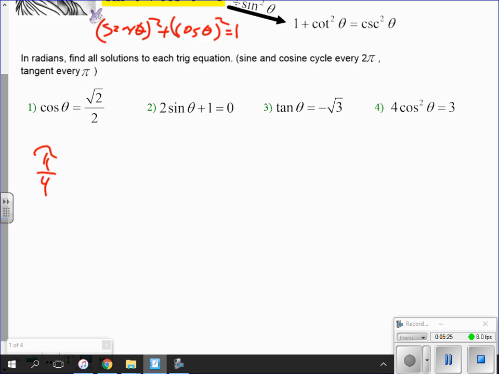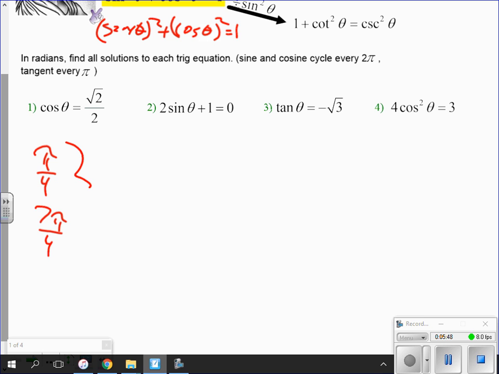Pi over 4 and 7 pi over 4. Those are the two within the unit circle, within your standard 0 to 2 pi. So if we're dealing with all the possible solutions between 0 and 2 pi, those are my answers. However, we're not dealing with all that. We're dealing with everything else. And here's what you do.